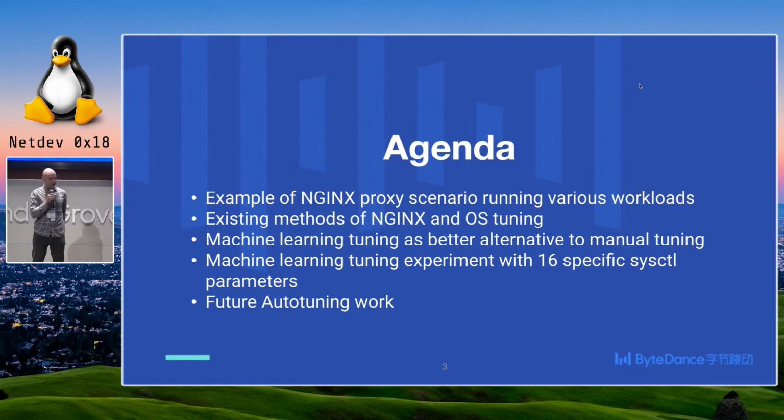So Jasmine will present the actual experiment we run. It's a very specific experiment with 16 parameters, and then we'll go through the future auto tuning.